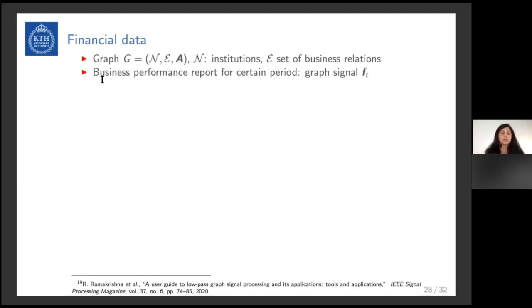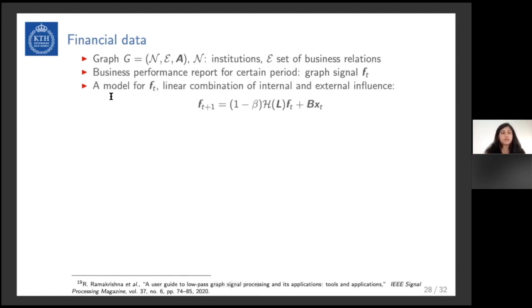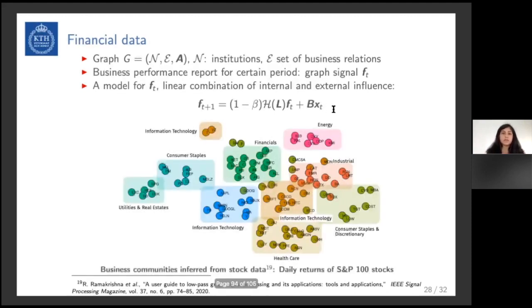And say there is a business performance report for a certain period, and that is what we can call a graph signal, because each institution has its own performance report. And a model for how well you do as an institution is sort of a linear combination of how well your related businesses are doing plus some external factor, which is this xt.